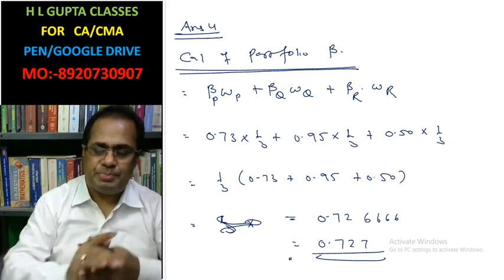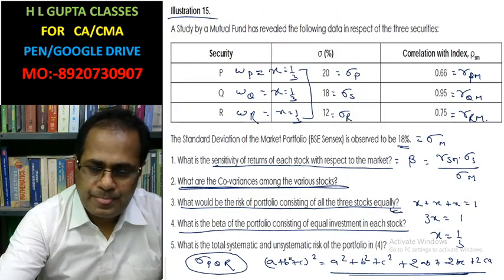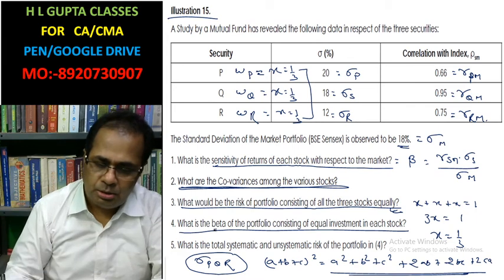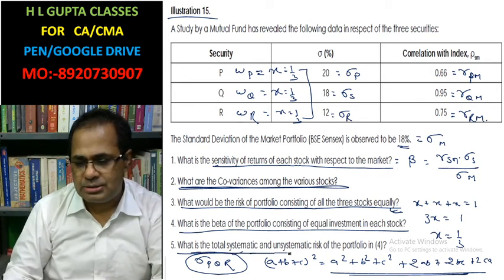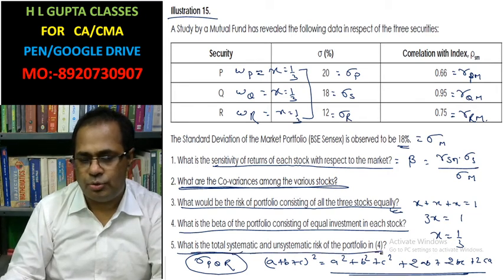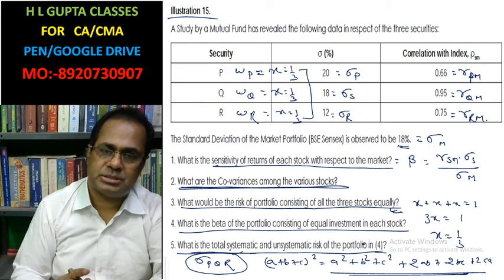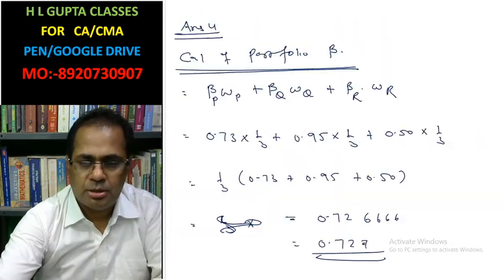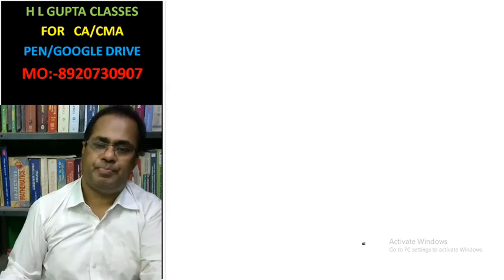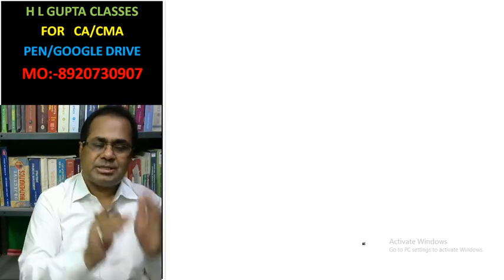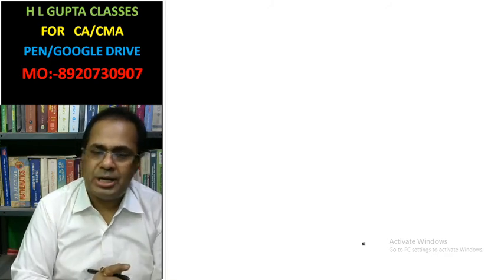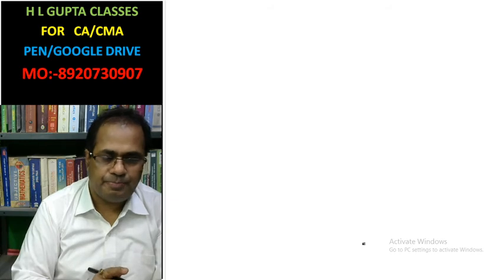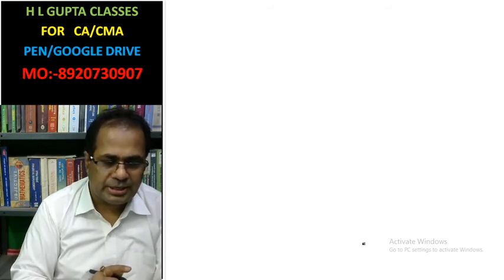Okay, the last part you have to do again. The last part is the rest; you have to complete this. What is the total systematic risk and unsystematic risk of the portfolio in the fourth part? Total systematic and unsystematic risk. Please try to understand here. There are two types of risk: one is systematic risk, the other is unsystematic risk. You have to calculate first the systematic risk.